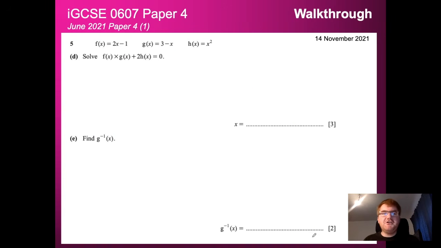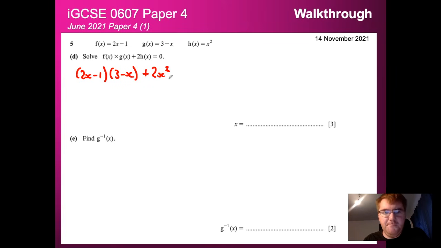So then we go over to question D, which is a slightly strange question here. It's kind of untypical. So we need to solve this function equation. Again, we just substitute the functions that we have into the equation. So f of x is equal to 2x minus 1. We need to multiply that by g of x, which is 3 minus x. Then we're going to add on 2 lots of h of x squared, and this is equal to 0.